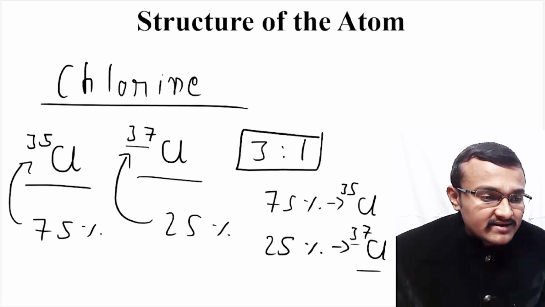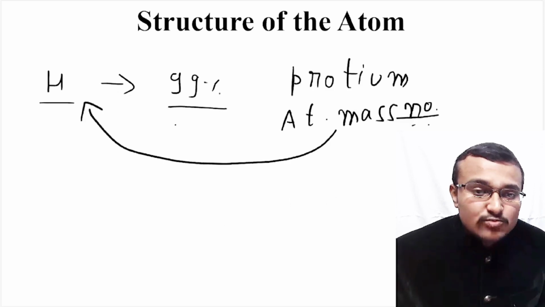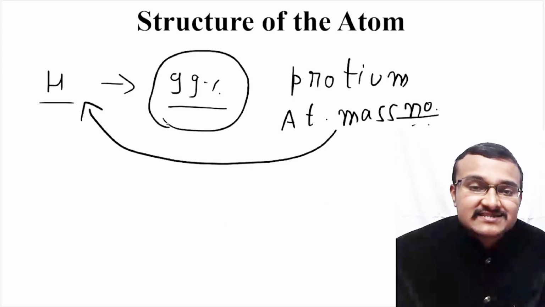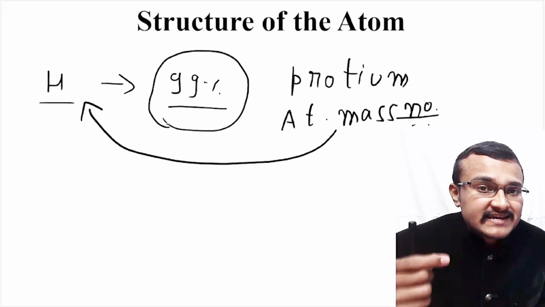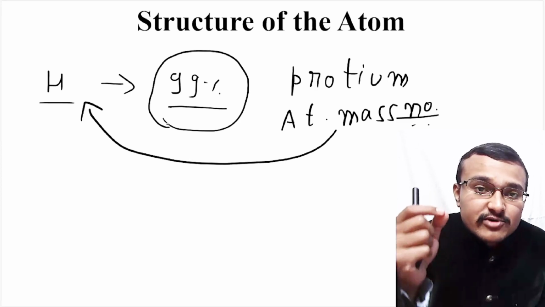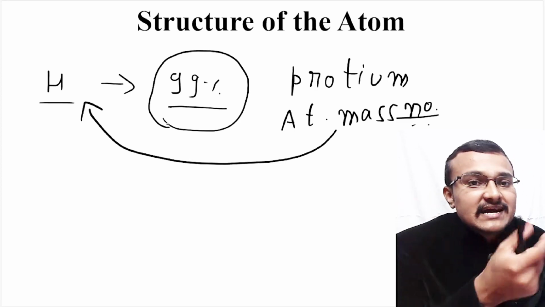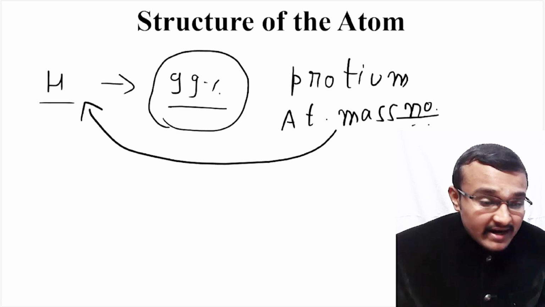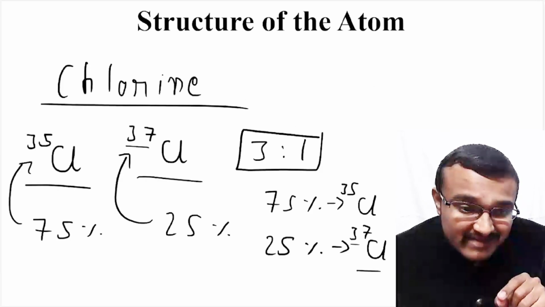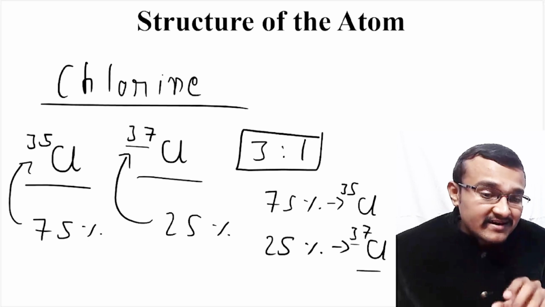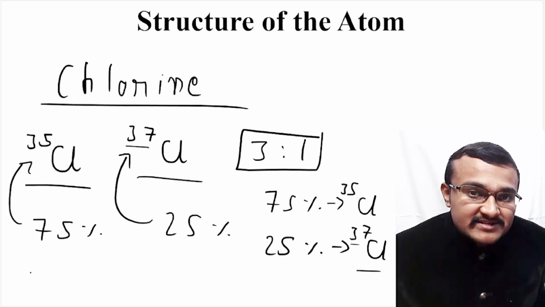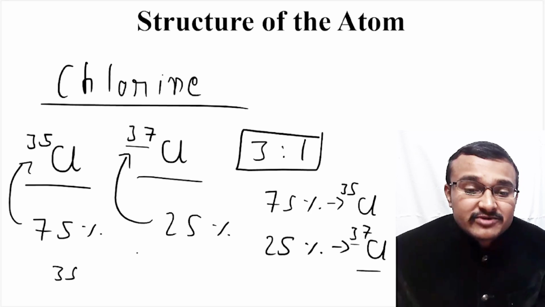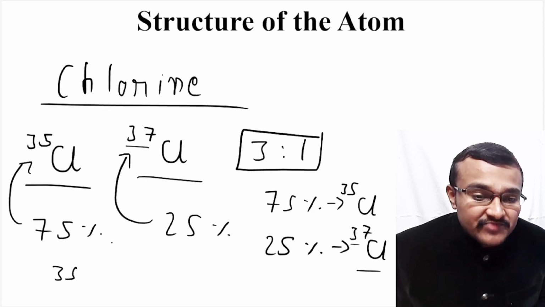If you consider hydrogen, then more than 99% of hydrogen exists in its first isotopic form, that is protium. That's why we roughly concluded that the atomic mass number of protium can be the atomic mass number of hydrogen. But for chlorine, only 75% is chlorine 35. So you cannot consider 35 as its atomic mass number, because the remaining 25% of chlorine is in the form of the second isotope, chlorine 37.